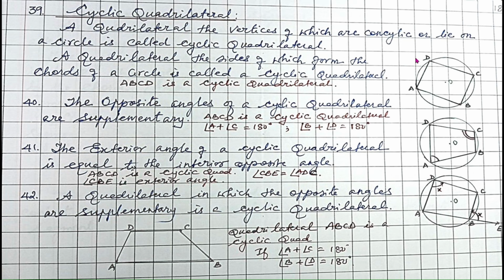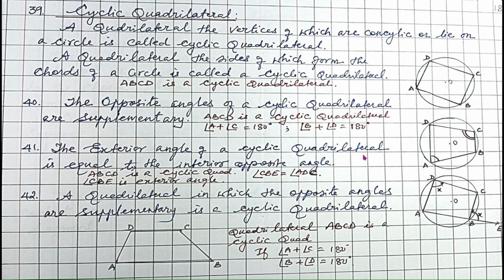Now ABCD is a cyclic quadrilateral because the vertices of the quadrilateral lie on the circle, or the vertices of the quadrilateral are concyclic, and also the sides of the quadrilateral form the chords of a circle, and therefore the quadrilateral is cyclic. Remember that. The opposite angles of a cyclic quadrilateral are supplementary. That means angle A plus angle C is 180, angle B plus angle D is also equal to 180. That is, the opposite angles of a cyclic quadrilateral are supplementary.